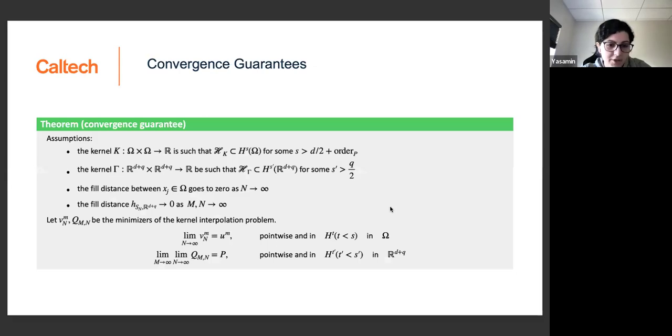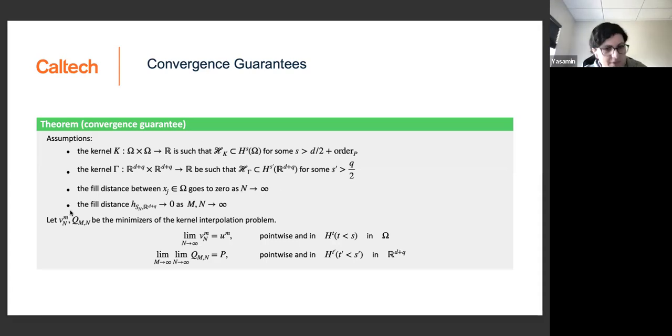So for convergence guarantees for both the solution functions and the PDE function, we essentially needed two types of assumptions, which are pretty realistic. The first one is regularity assumptions. Essentially, the RKHS of the kernels that we're using has to be embedded in some Sobolev spaces, which is, again, realistic because, for example, for Matern kernels, this is the case.